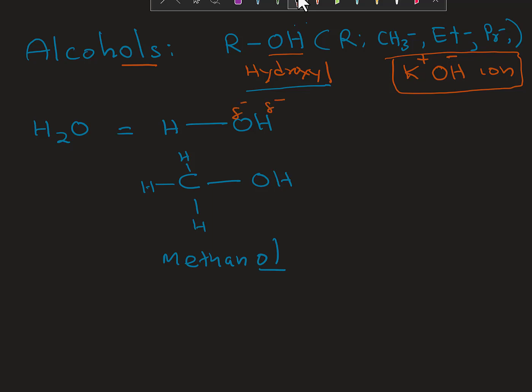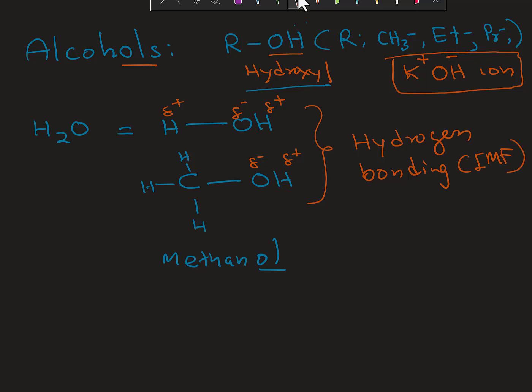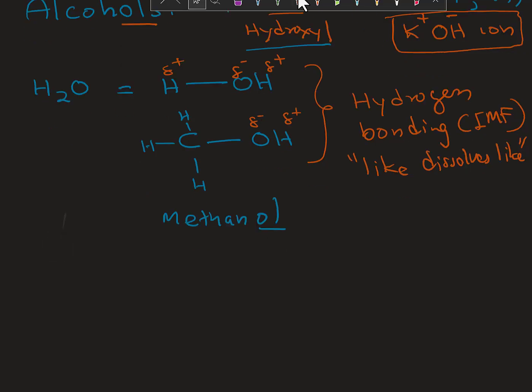So each carbon has 4 bonds, and also oxygen has a delta negative because of the electronegativity, and the hydrogen gets delta plus. So because of that, they will form hydrogen bonding intermolecular forces, IMFs, just like in the water. So remember, like dissolves like. They look like water, they should behave like water, right? That is true for only 1, 2, 3 carbons. Beyond 4 and 5, they will not be dissolving in the water, right?